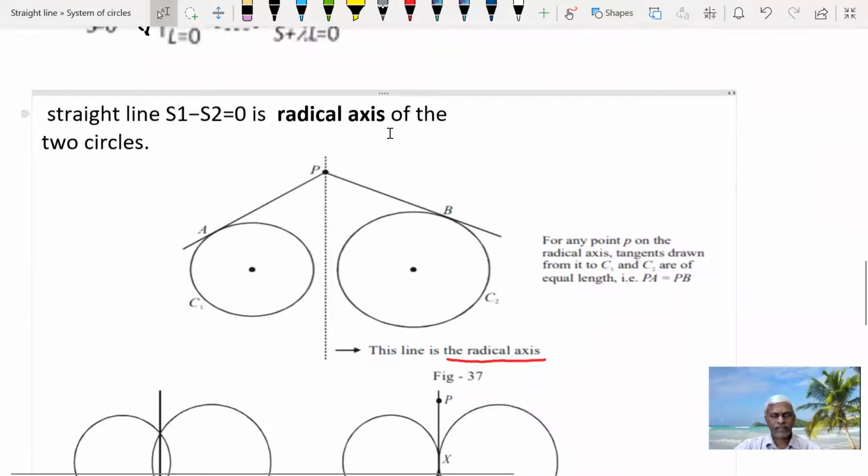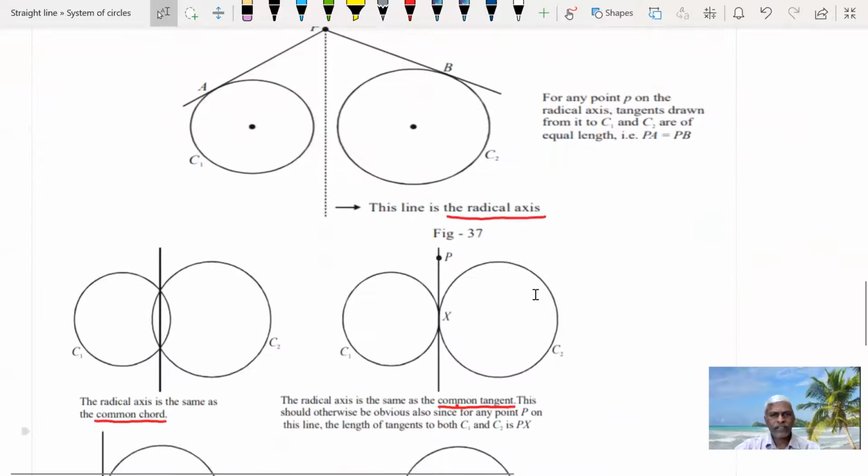రాడికల్ యాక్సిస్, మూలాక్షం. s1 minus s2 is equal to 0 is the radical axis. It is a straight line. If two circles s1 and s2 are given, then s1 minus s2 is equal to 0 is the radical axis of the two circles, and you can observe this dotted line is the radical axis. రెండిటి మధ్య నుండి వెళ్తుంది. ఇది రెండు వృత్తాలకు మూలాక్షము అంటాం.